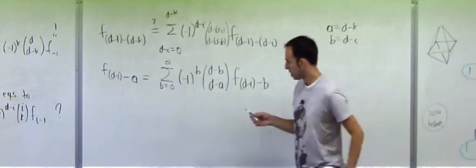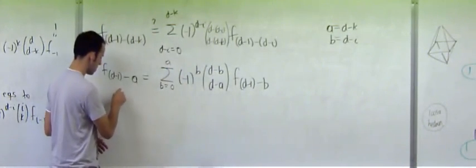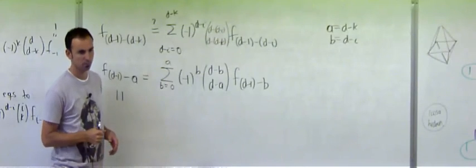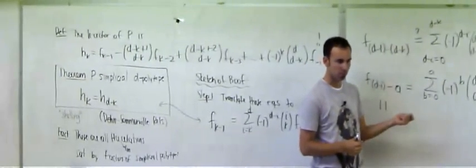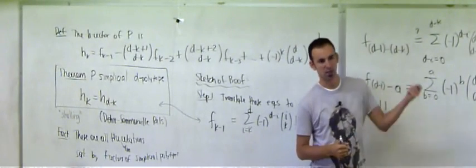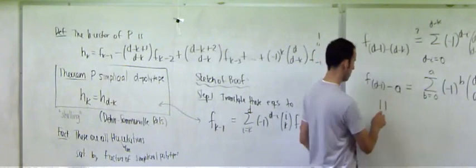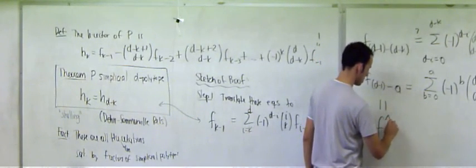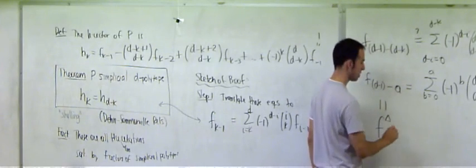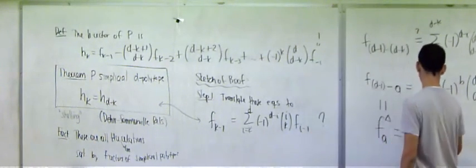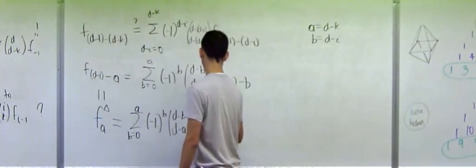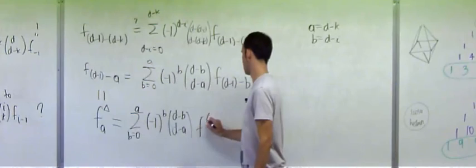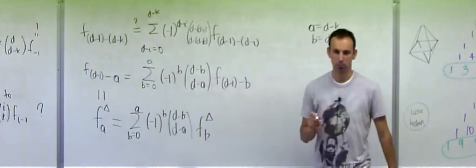And the reason I'm doing this is because I want to go to the dual polytope now. So if you have a phase of dimension d minus 1 minus a in the polytope, that corresponds to a phase of dimension a in the dual polytope. Okay. So this is the number of a-dimensional phases in the dual. And this is the number of b-dimensional phases in the dual. Okay?